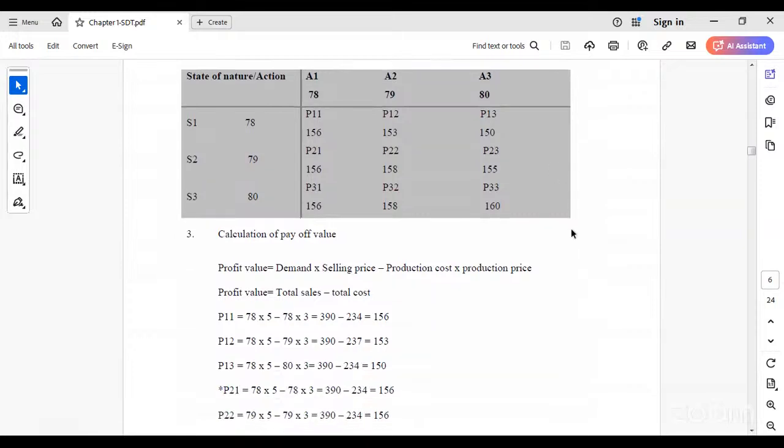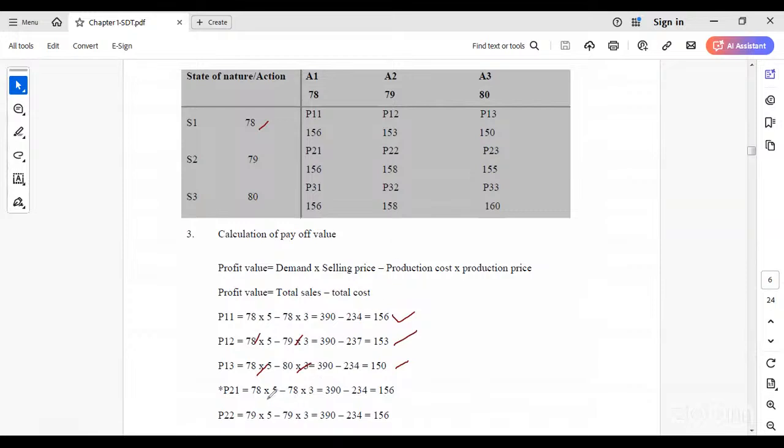Calculation of payoff value. Profit value is equal to demand into selling price minus production cost into production price. Payoff value is equal to total sales minus total cost. P first row first column is equal to 78 into 5, minus 78 into 3. So you will get 156. Then 78 is the demand, 79 is the supply, so we got 153. Demand is 78, production is 80, so we got 150 only.